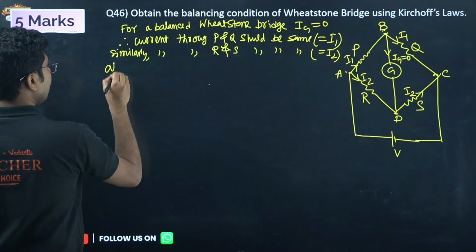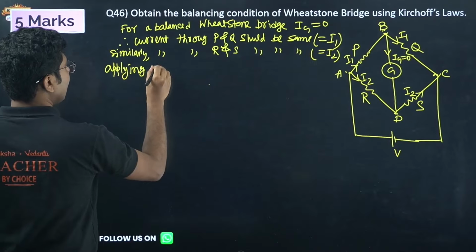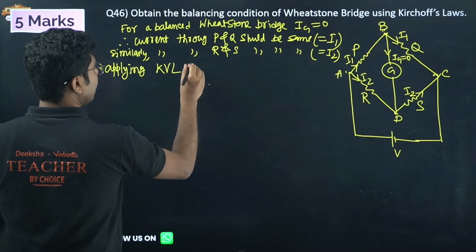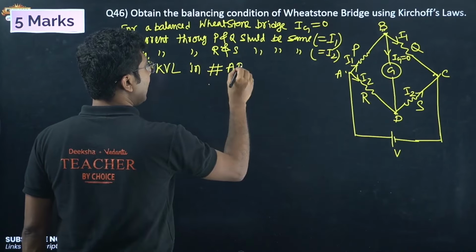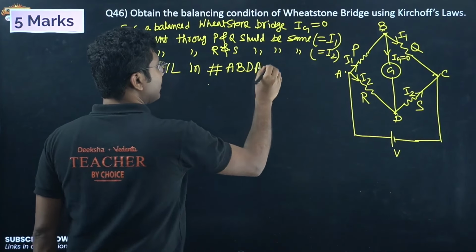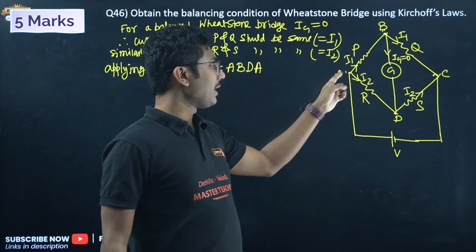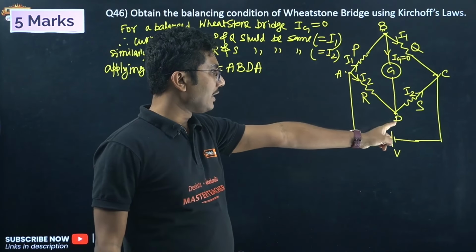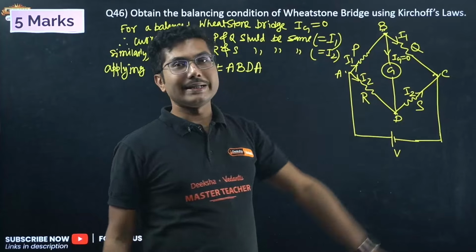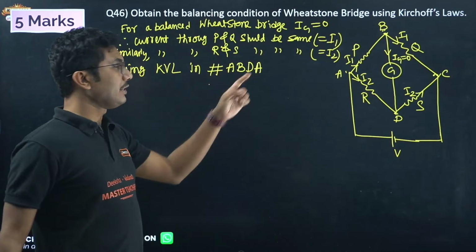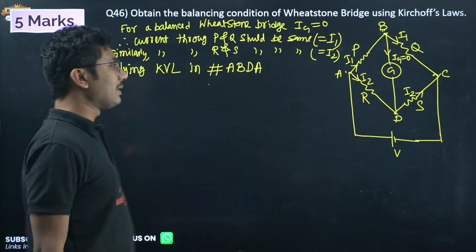So applying KVL in the loop, this is the symbol of loop, A, B, D, A. Why are we writing it like that? We are starting from A, going to B, coming back to D, and again closing to A. If you are writing a loop, the starting and ending should be the same. A, B, D, A. This is the symbol of loop, the path you have taken.